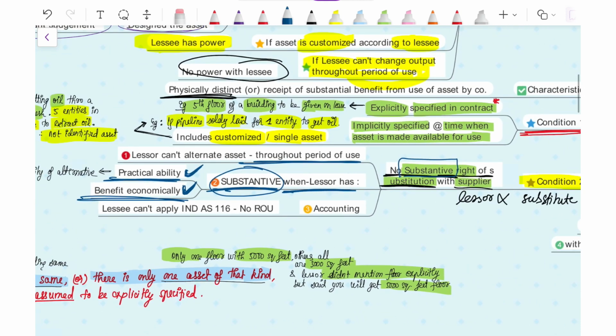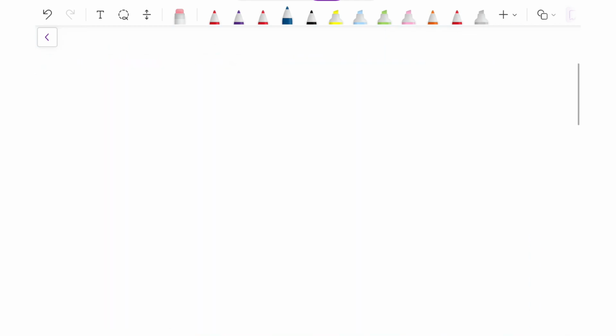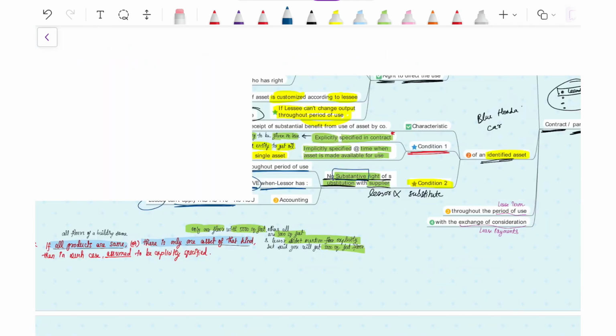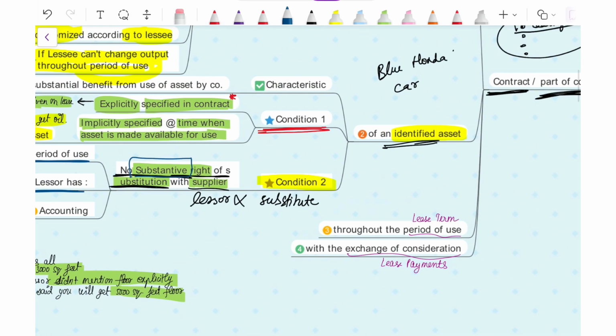Okay, so the lessor should not have the substantive right of substitution. If the lessor has the substantive right of substitution, then it is not said to be an identified asset. So what if the lessor has a substantive right of substitution? Then in such a case the lessee cannot apply Ind AS 116 on it. Okay, I hope you understood that. That was all about your identified asset. These two conditions should be fulfilled.